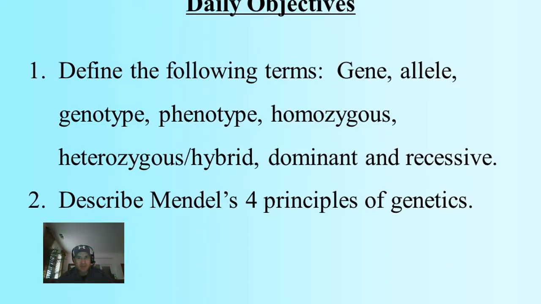Now, today's daily objectives. When you leave class today, this is going to be a fairly difficult unit, genetics. But if you don't understand these new vocabulary terms, you have no chance of passing this unit. So when you leave, be able to define the following terms: gene, allele, genotype, phenotype, homozygous, heterozygous / hybrid, those mean the same thing, and what do dominant and recessive mean?